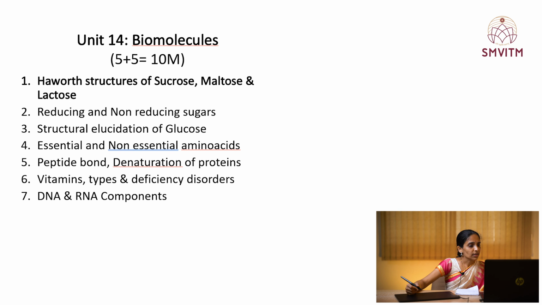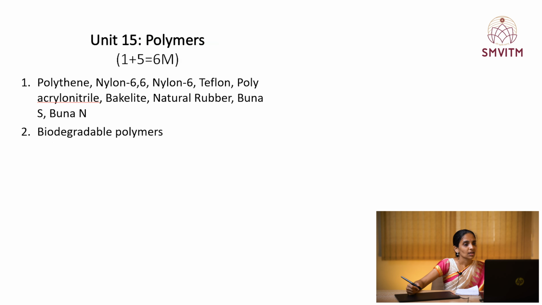The next topic is polymers. There are no sure questions. Different types of polymers and their monomers is an expected question. Of course, examples for biodegradable polymers, PHBV, and nylon 2, nylon 6. Okay, that is also important.